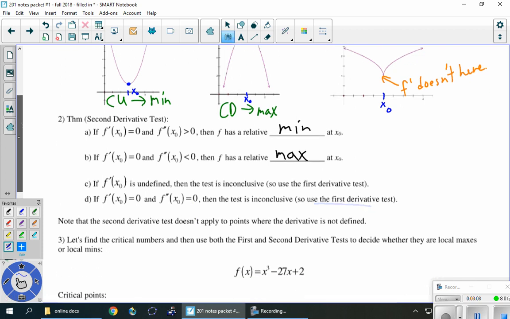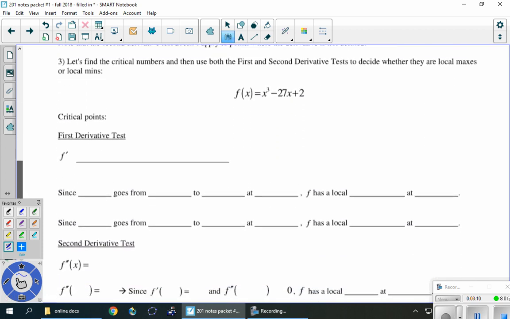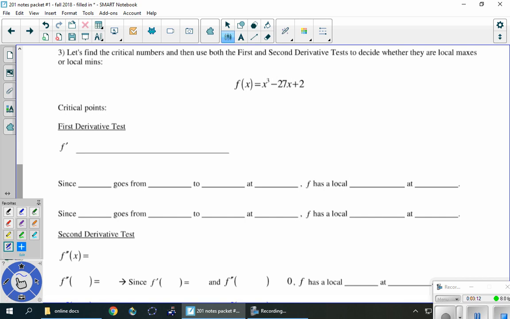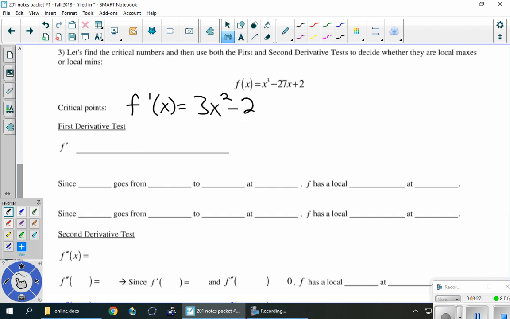So let's see this second derivative test in action. So number 3. Let's find the critical numbers and then use both the first and second derivative tests to decide whether they are local maxes or mins. Okay, so first the old stuff. To find the critical points, we take the derivative and set it equal to 0. Or we figure out where the derivative is undefined, but this derivative is defined everywhere, so it's just about setting it equal to 0.